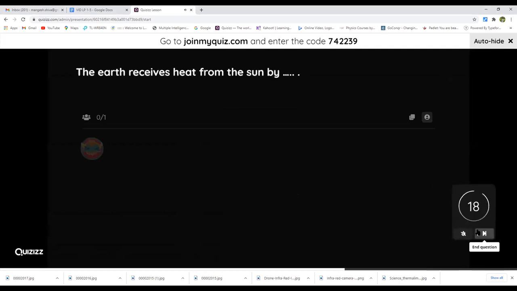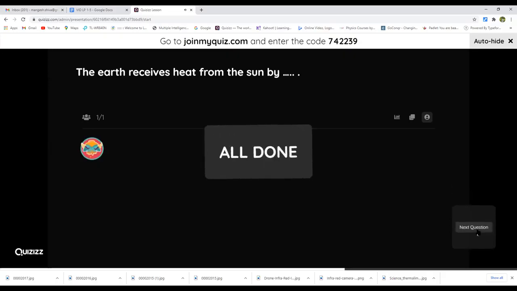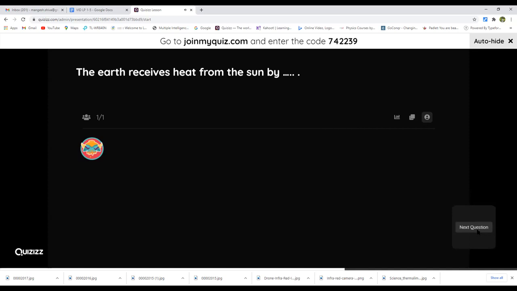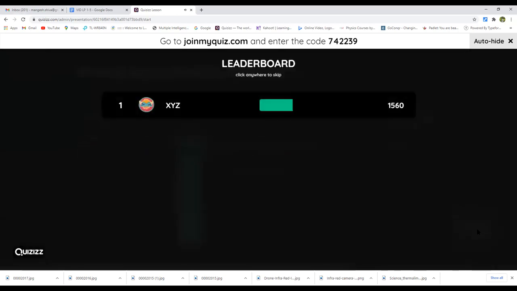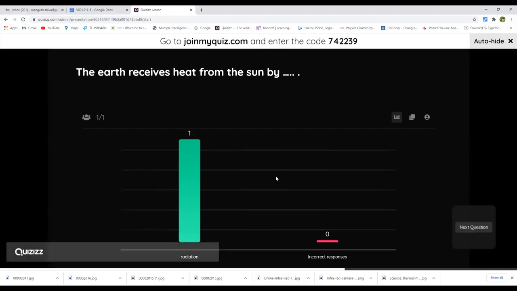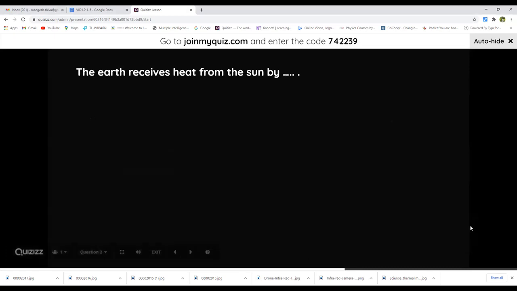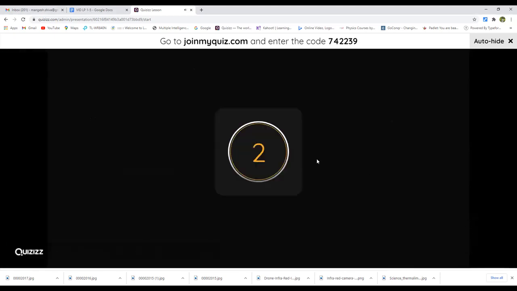The earth receives heat from the sun by, you all have to type your answers. So the earth receives heat from the sun by the process called radiation. And I can see you all have given the correct answer. I'm very happy that it indicates that you all have understood the concept pretty well. Let's get ready for the last question.